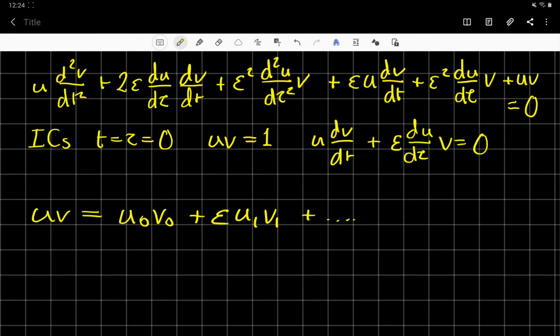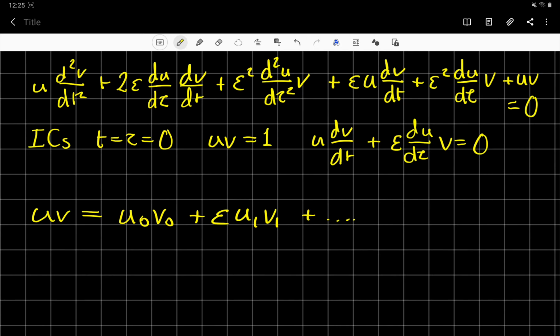So we've taken our equation and we've substituted in our two-scale substitution. In this case, we're using u as a function of the slow variable and v as a function of the fast variable. So u is a function of tau, which is epsilon t, and v is a function of t. So we found out in terms of those variables what our differential equation looks like. And our next step is to substitute in a perturbation solution. So we're going to write the product as a sum of terms.